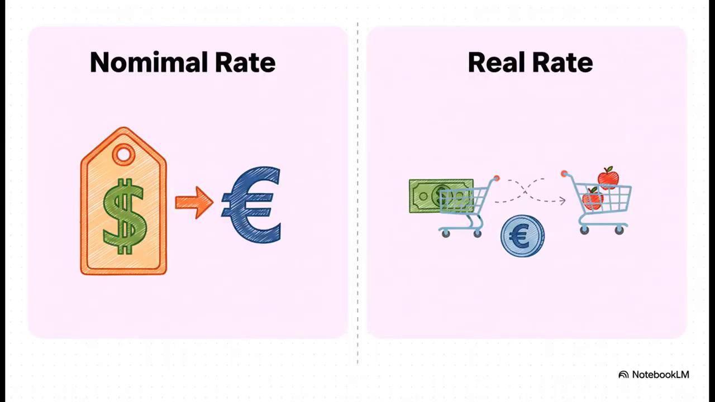So first up, you've got the nominal versus the real exchange rate. Think of the nominal rate as the sticker price you see on the screen. €1 equals $1.15. Easy. But the real exchange rate, now that's the smart one. It digs deeper and asks, okay, but what can my euro actually buy in Europe compared to what my $1.15 can buy in the US? It's all about your true purchasing power.